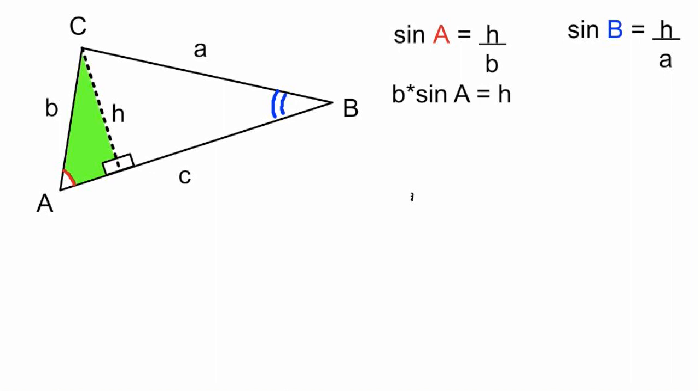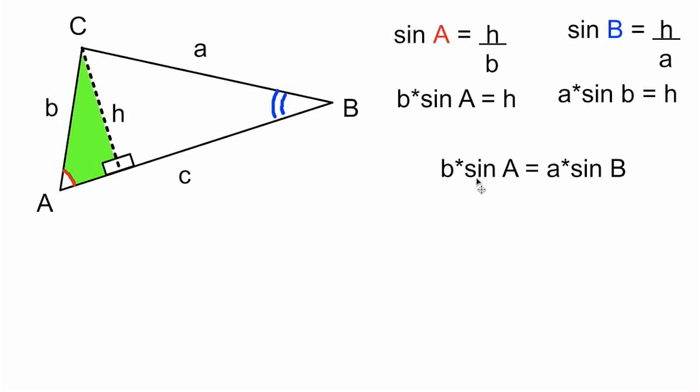This business right here is a way of describing the length h. And this stuff right here is also a way to describe the very same length h. So since they're describing the same thing, by the transitive property, these two quantities are equal to each other. This stuff over here equals h, and this stuff over here equals h.